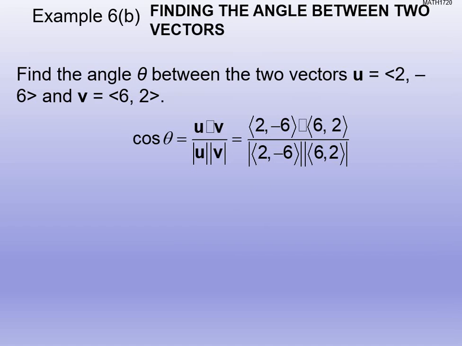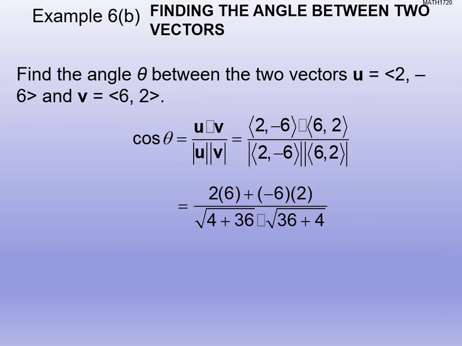All right, and then on the bottom, we have to find the two magnitudes. So we should have the square root of 4 plus 36 times the square root of 36 plus 4. So that ends up the square root of 40 times the square root of 40, so we get 40 in the denominator. So we end up with 0 over 40, which is 0.